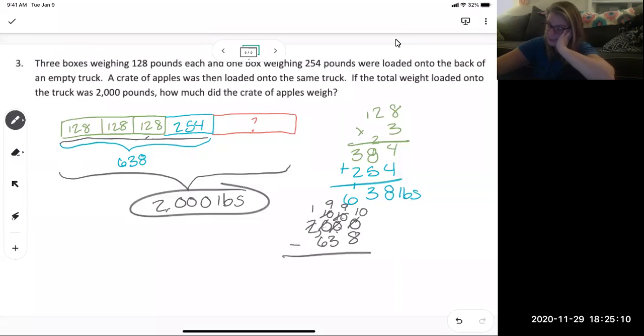So 10 minus 8 is 2. 9 minus 3 is 6. 9 minus 6 is 3. And then bring down our 1. We have the apples. The crate of apples weighs 1,362 pounds.